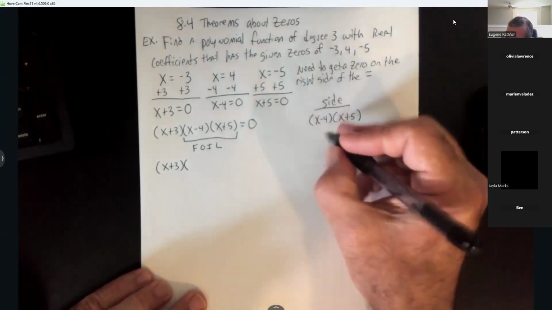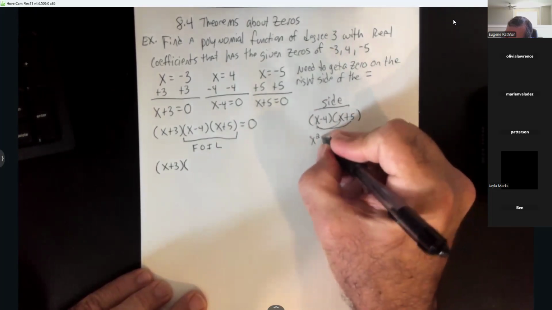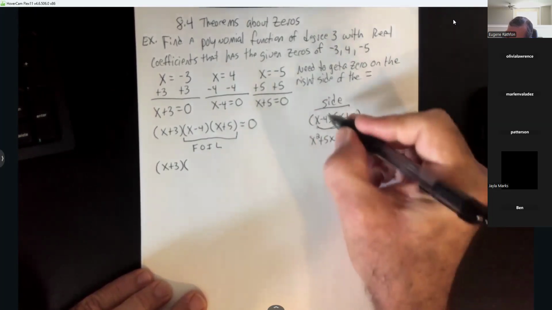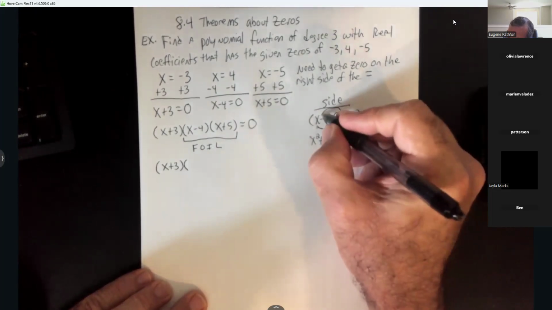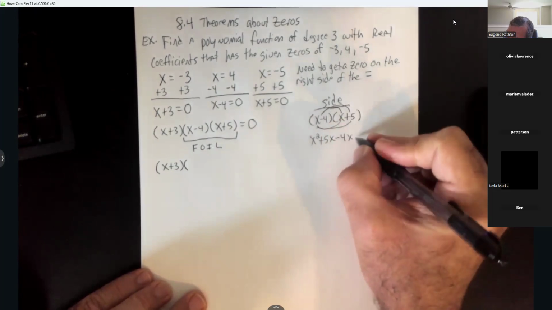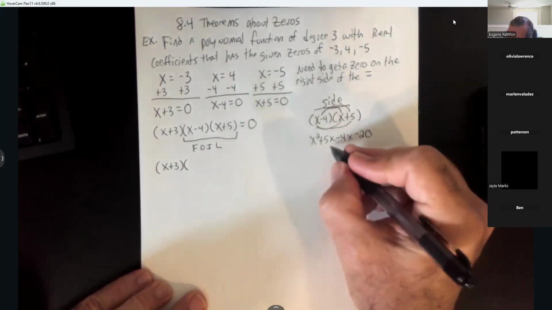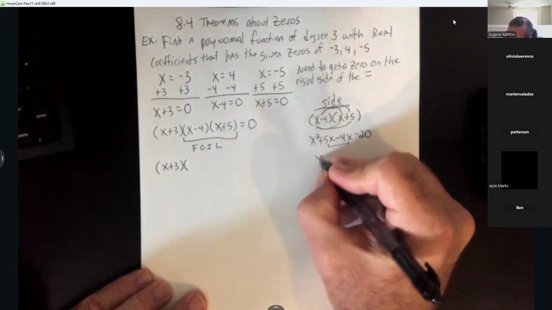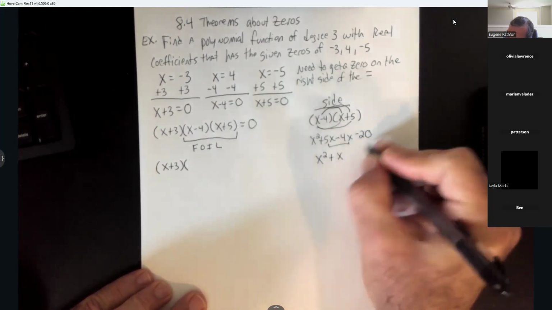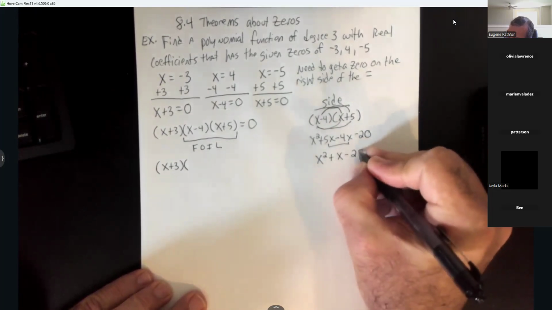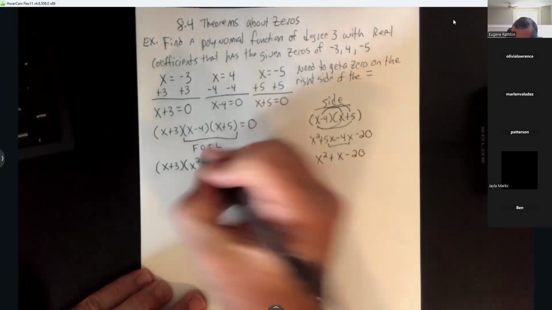So x times x is x squared. X times 5 is 5x. Negative 4 times x is negative 4x. Negative 4 times 5 is negative 20. Now you add the like terms in the middle, so I end up with an x squared. 5 and negative 4 leave me 1x, and then my minus 20. So y'all, that goes here.